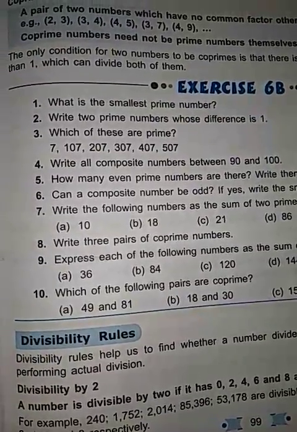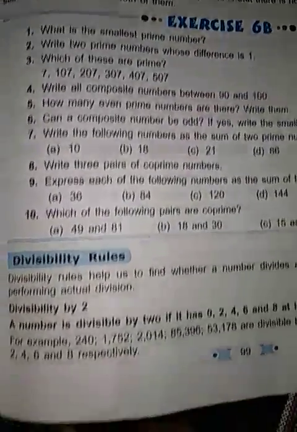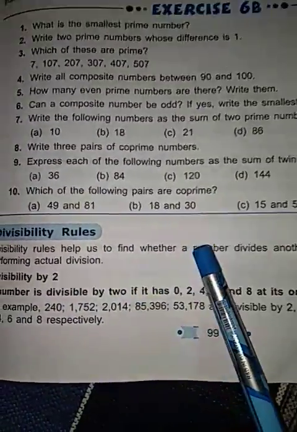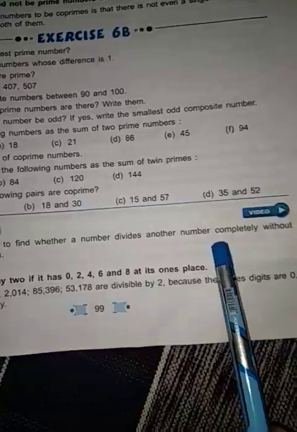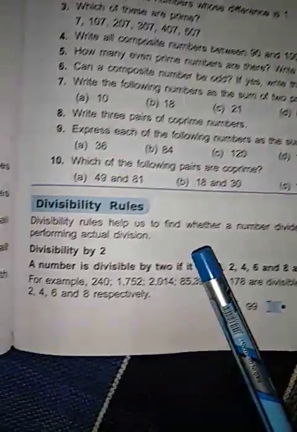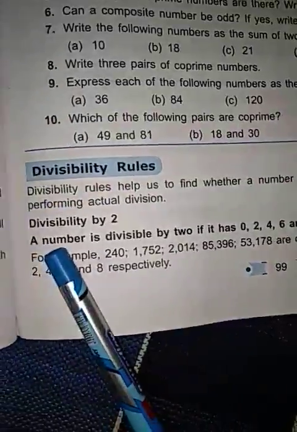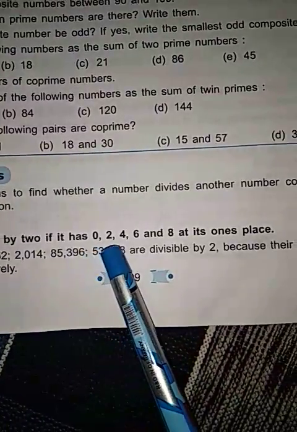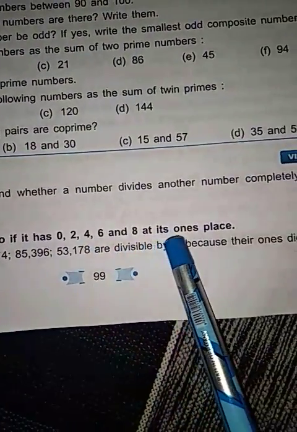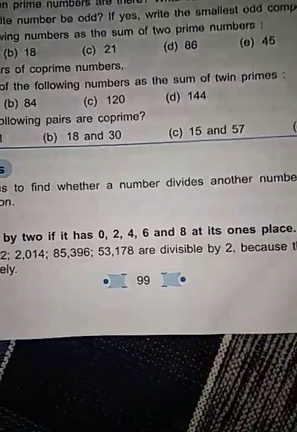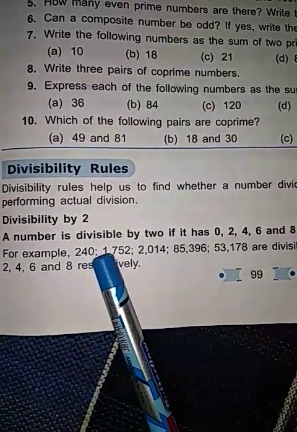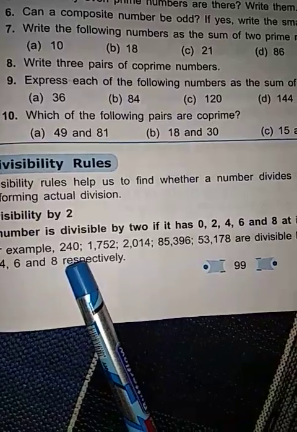Now we discuss the divisibility rule. Divisibility rules help us to find whether a number divides another number completely without performing an actual division. Divisibility by 2. A number is divisible by 2 if it has 0, 2, 4, 6, or 8 at its ones place or units place. For example, you see here 240. Its unit place digit is 0, so it is divisible by 2.